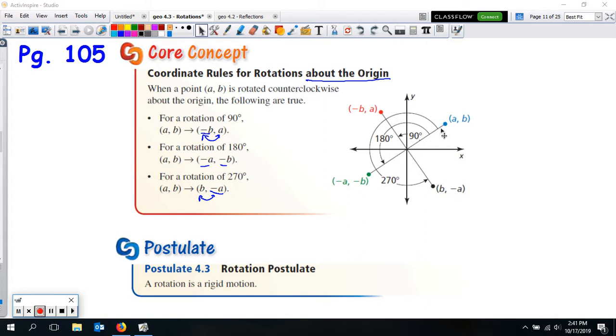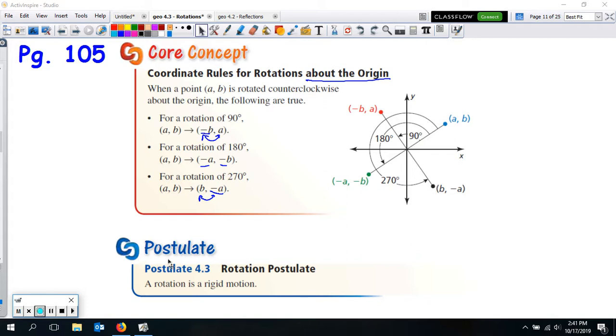For a 270, that's going to go all the way around, and so now we're in quadrant 4, where your x is positive but your y is negative. So it will switch the numbers, but it will make the y negative. It will be the opposite sign for the y. The x number will stay the same sign, not the same number, but the same sign for x, but the y will turn to its opposite. So you switch them, and the y will turn to its opposite then.